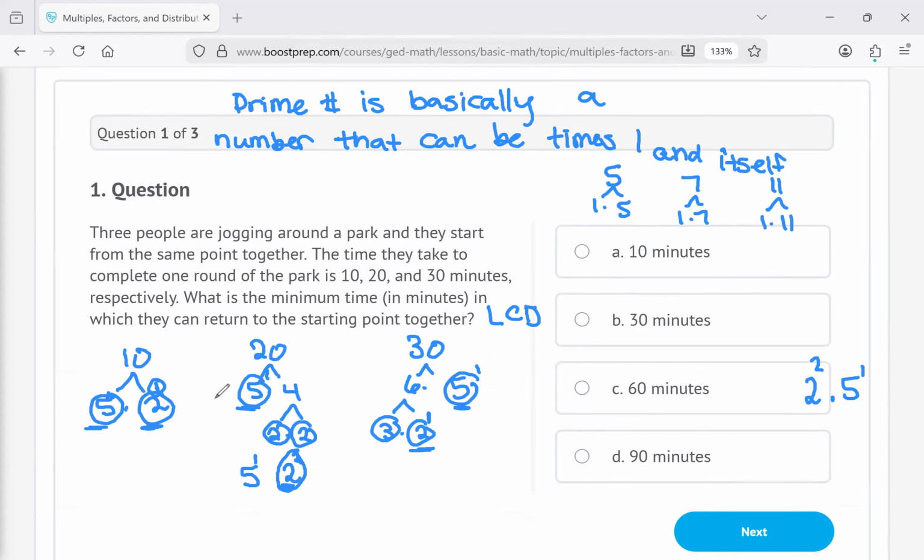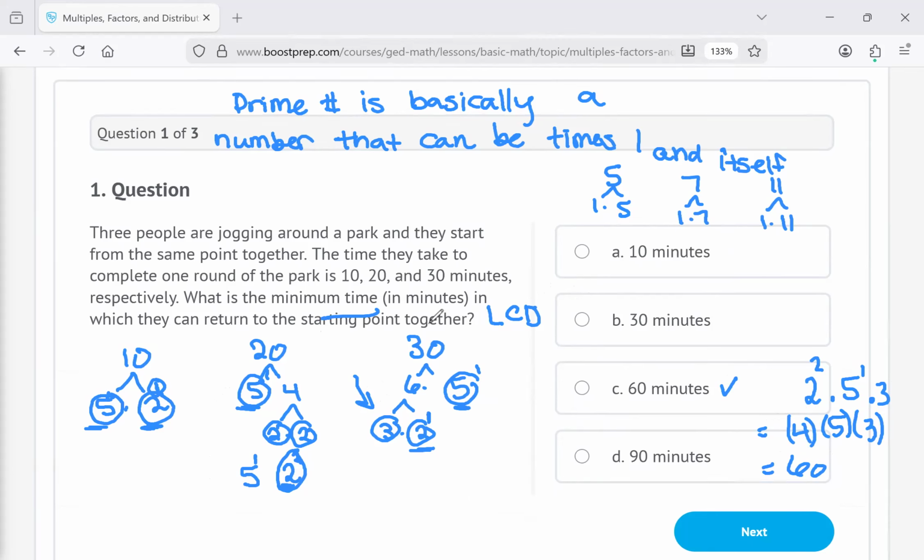Do you see any other repeating base? No. So then you have to bring down anything that is non-repeating. So I have a non-repeating base of 3. So bring that down and put it all together. What's 2 squared? It's 4, times 5, times 3. That gives you 60. So it would be 60 minutes. So they're asking you what is the minimum time? We're really asking for the LCD.